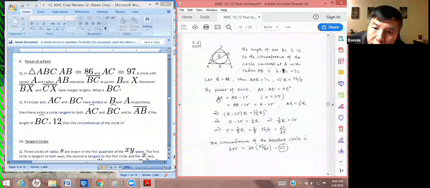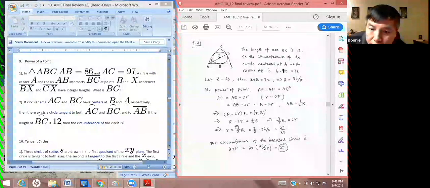And AF is the big R minus 2 times the small r, where small r is the radius of the small circle. So then we plug in: (R minus 2r) times R equals a half R squared, based on the formula here.